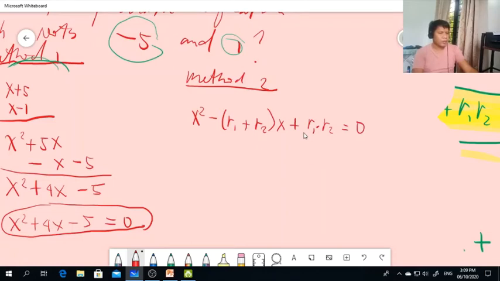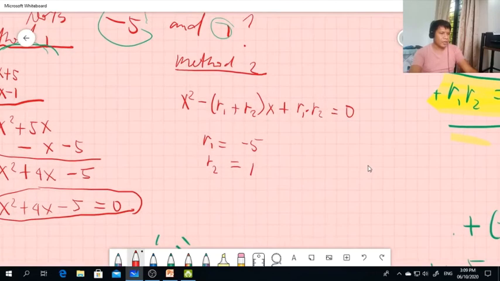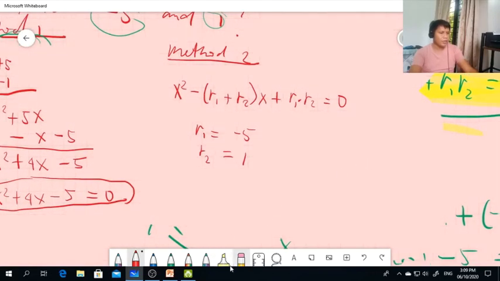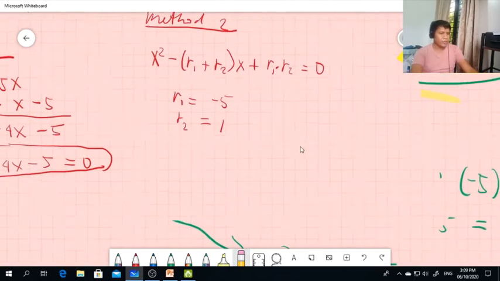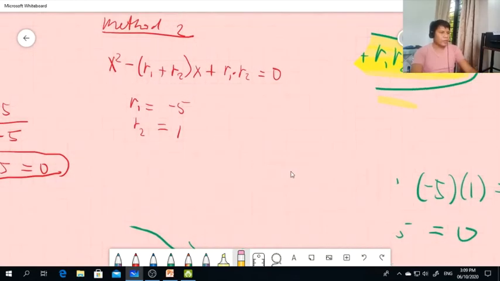Since your r sub 1 is equal to negative 5 and your r sub 2 is equal to 1, you can make use of those values to get the original quadratic equation. And after that, we're going to compare, to see whether we will get the same answer as our first method. So here, we just substitute the values of r sub 1 and r sub 2.